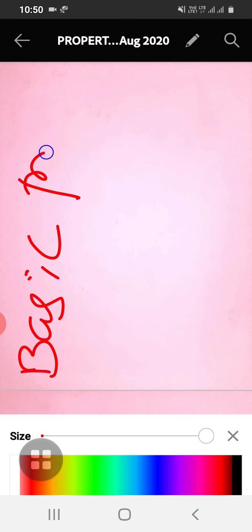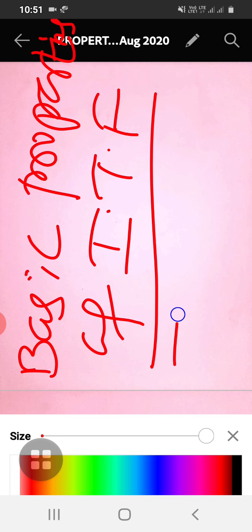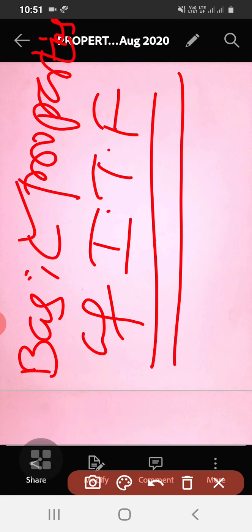So what was here? First, let us consider the heading: basic properties of inverse trigonometric functions. This is today's topic. I will consider them one by one, so you can go on giving the numbers.